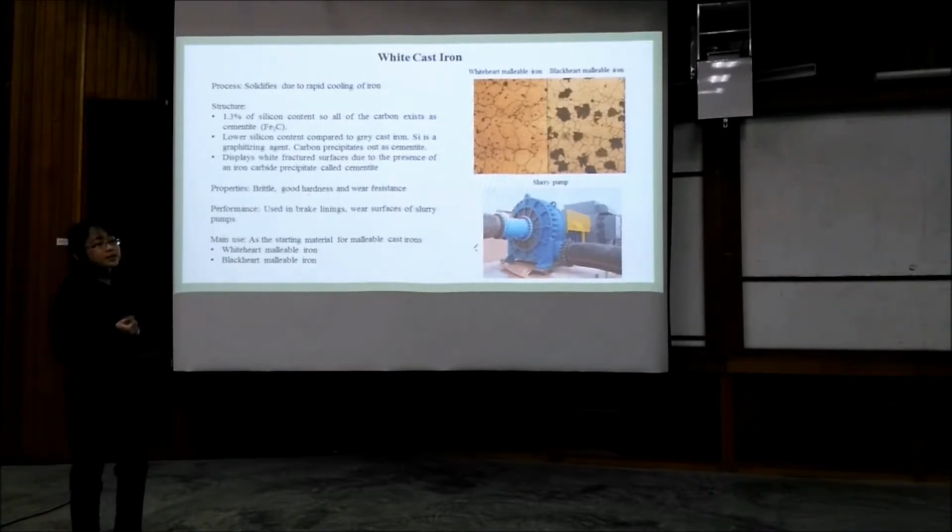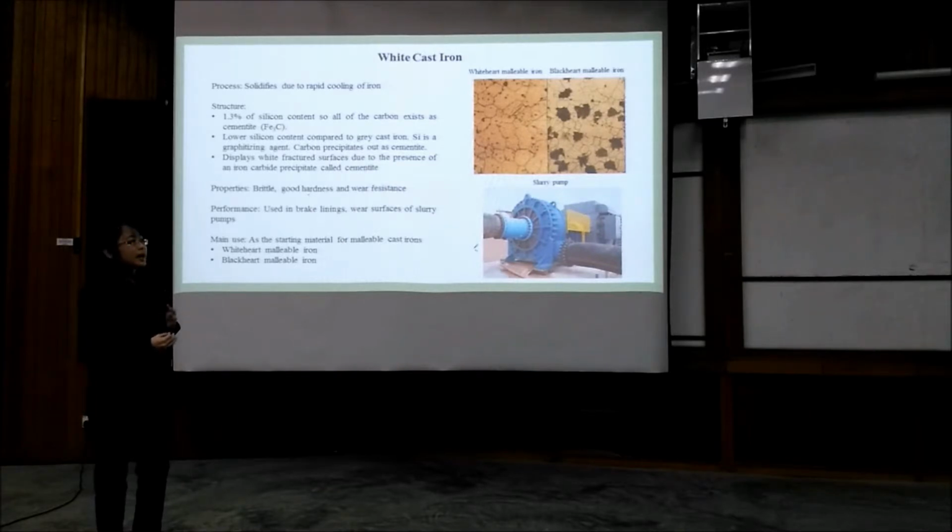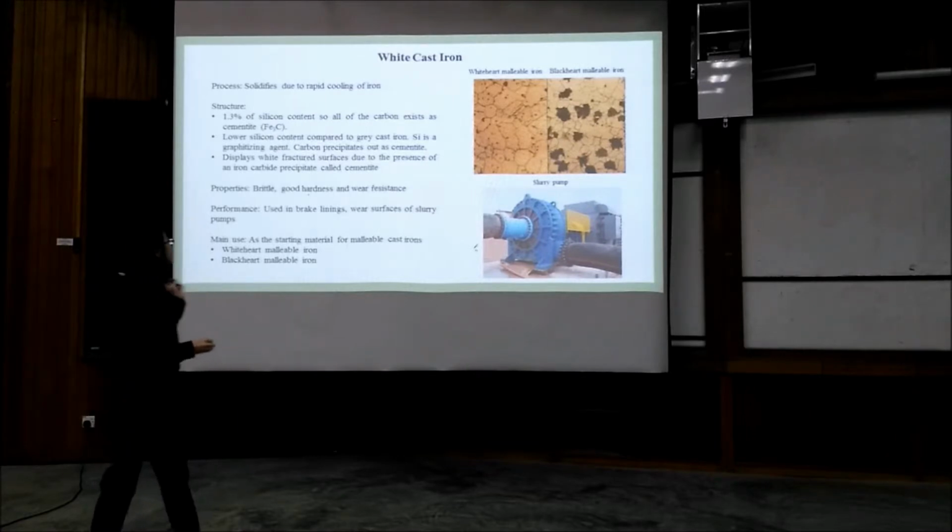Because of the lower silicon content in white cast iron, the graphite does not form. So the carbon remains in solution. After that, the carbon will precipitate out as cementite, and this cementite will actually make the white surface structure of the fracture.